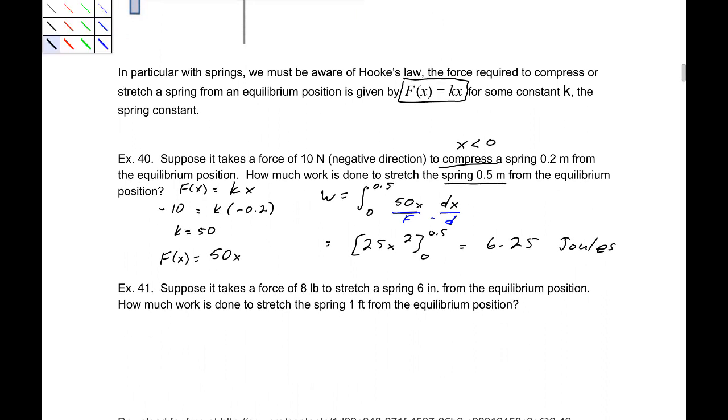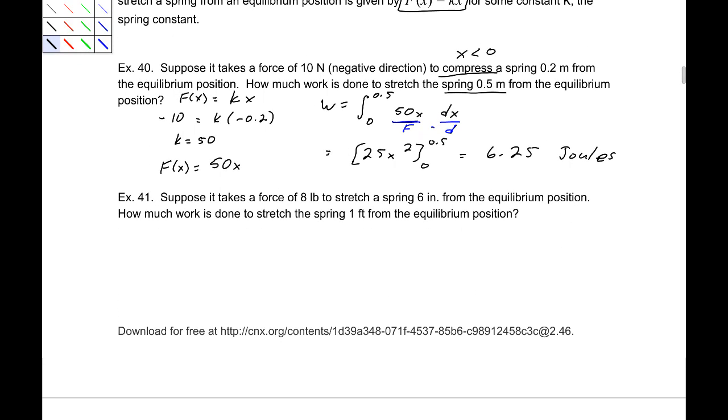Alright, so next, same idea. Suppose it takes a force of 8 pounds to stretch a spring 6 inches from the equilibrium position. How much work is done to stretch the spring 1 foot from the equilibrium position?